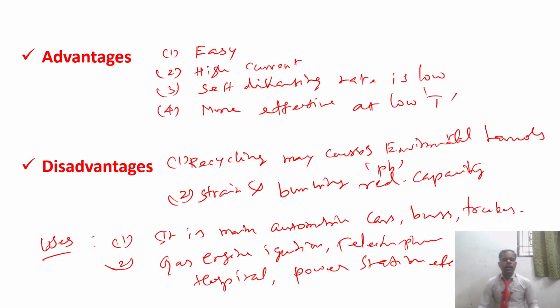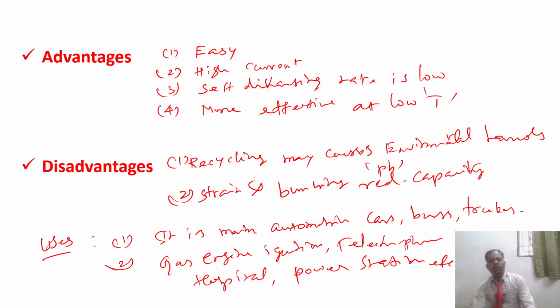What are the advantages? Easy fabrication, it produces very high current, the self-discharging rate is very low, and it is more effective at low temperature. Then the disadvantages of the lead acid battery are few. Recycling of this battery may cause environmental hazards due to the presence of lead. Trace amounts of lead may come out, which will produce environmental hazards. Then mechanical strain and normal pumping may reduce the battery capacity. Then what about the uses? It is mainly used in automobiles like cars, buses, trucks, etc. It is also used in gas engine ignition, telephone exchanges, hospitals, power stations, etc.